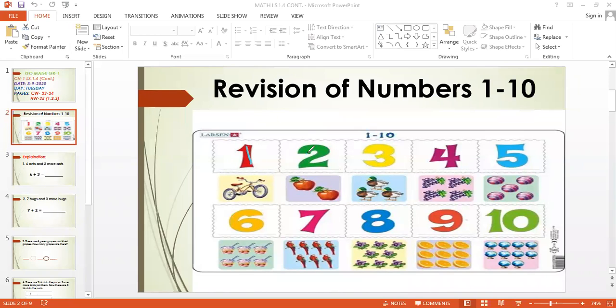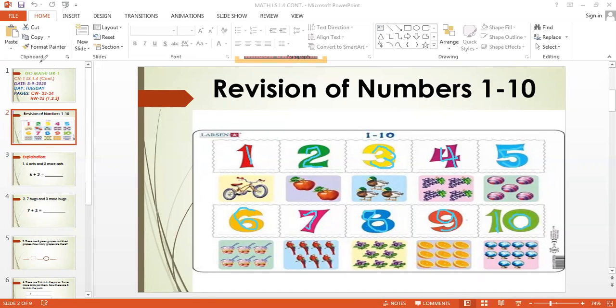1, 2, 3, 4, 5, 6, 7, 8, 9, 10. So these are the numbers.